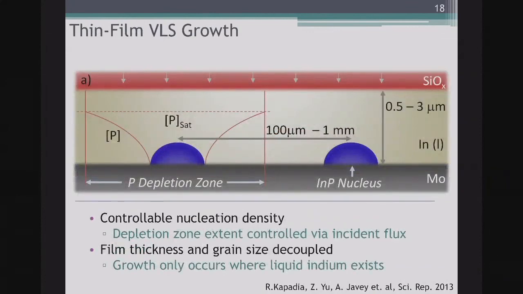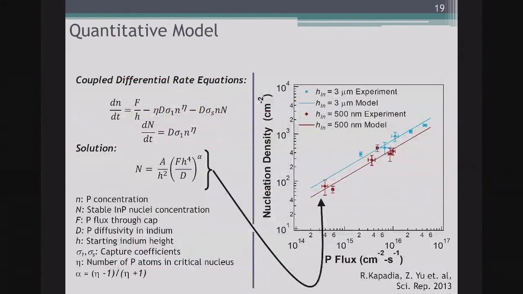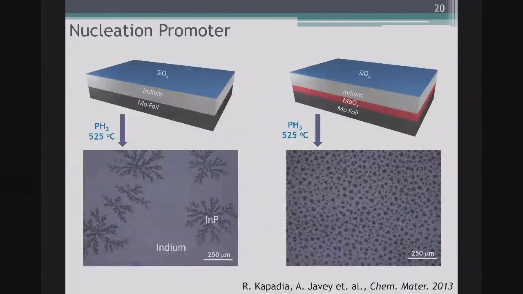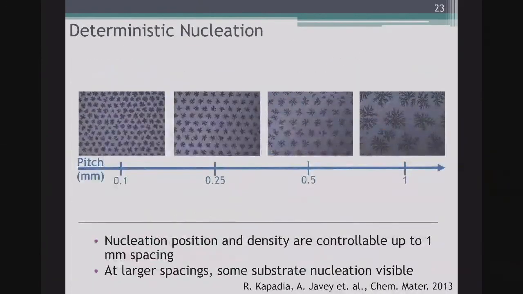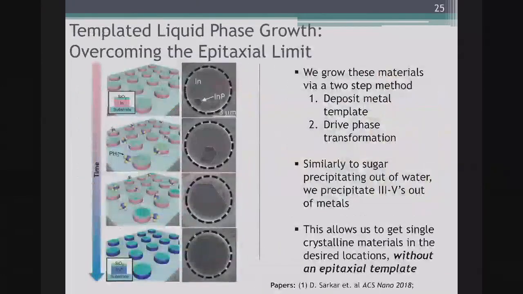And the reason why it happens comes down to some details: as soon as you create a nucleus, you suck a whole bunch of the precursor away from that area, and so you prevent nuclei from forming around it. We can also do cool things, such as changing the substrate and the density, so we can control where nuclei form. That was kind of the original work that we did.